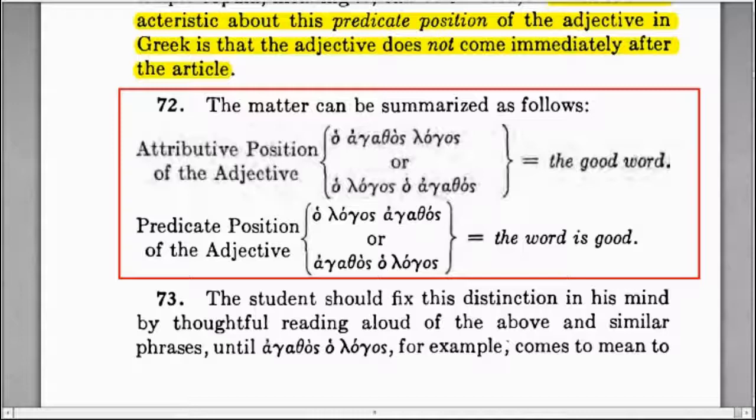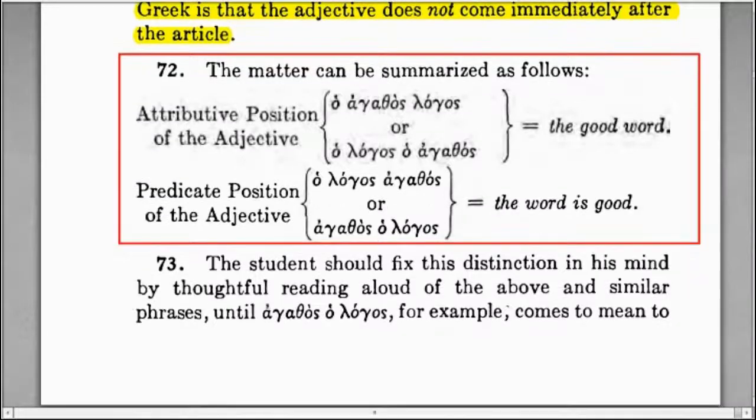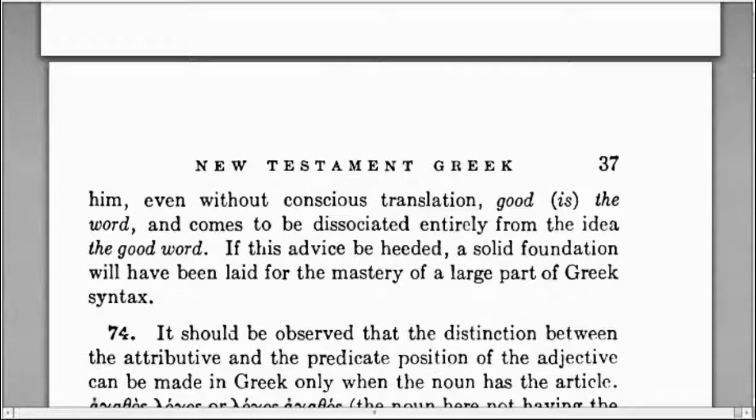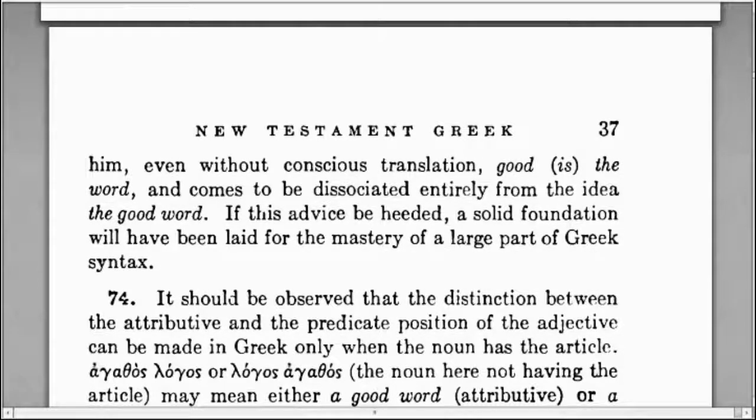Paragraph 73. The student should fix this distinction in his mind by thoughtful reading aloud of the above and similar phrases until agathos ho logos, for example, comes to mean to him, even without conscious translation, good is the word, and comes to be disassociated entirely from the idea, the good word. If this advice is heeded, a solid foundation will have been laid for the mastery of a large part of Greek syntax. Okay? So, it's important to heed this right here. We've got to get it mentally inscribed in our minds.